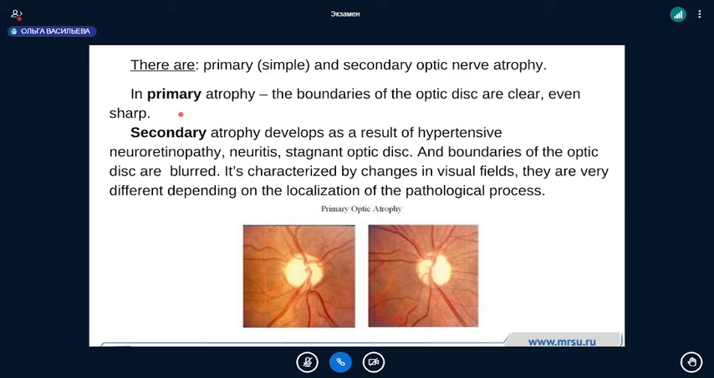These questions will be in your ophthalmological exam, about primary and secondary atrophy of optic disc, and the main difference between these two variants is the kind of boundaries of the optic disc, clear and blurred, clear and not clear boundaries.